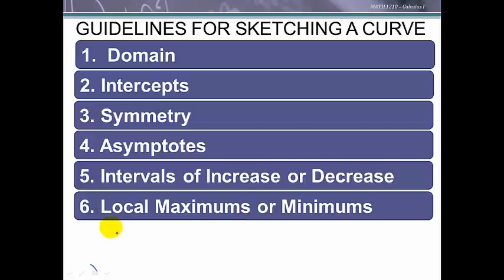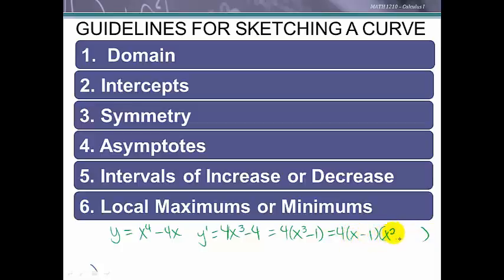So let's go ahead and return to the function x to the 4th minus 4x, and let's find its first derivative. That's going to be 4x to the 3rd minus 4. We can factor a 4 out of that and have x to the 3rd minus 1. And then we can remember the difference of cubes. Oh, that's probably been a while. It's going to be x minus 1, this first one squared, multiply these together but change the sign.